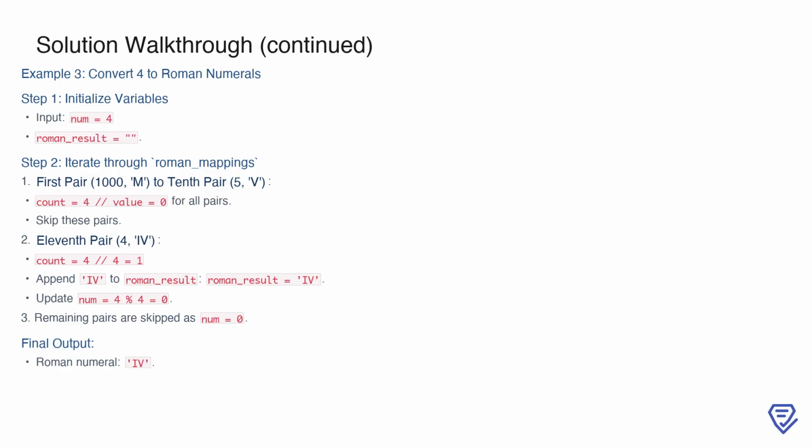As we iterate through Roman_mappings, we find that all pairs from 1000 M to 5 V result in a quotient of 0 when dividing 4 by their respective values. Therefore, these pairs are skipped. When we reach the pair IV, 4, dividing 4 by 4 gives a quotient of 1. We append IV to Roman_result, making it IV. The remainder is now 0, so we stop the iteration. The final Roman numeral for the input 4 is IV.